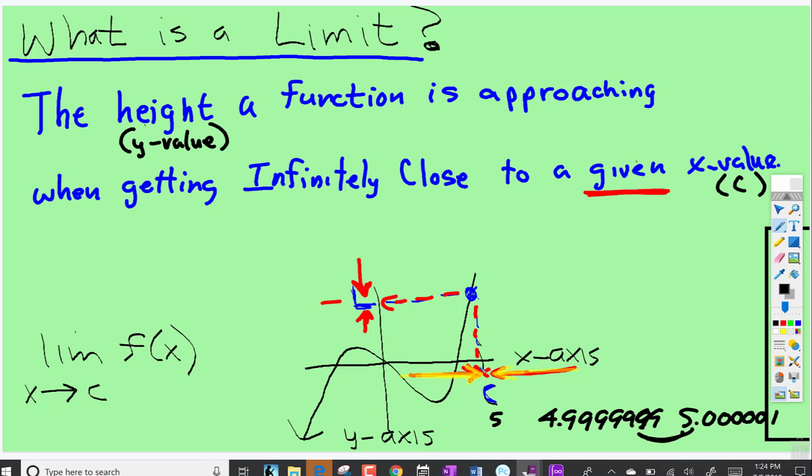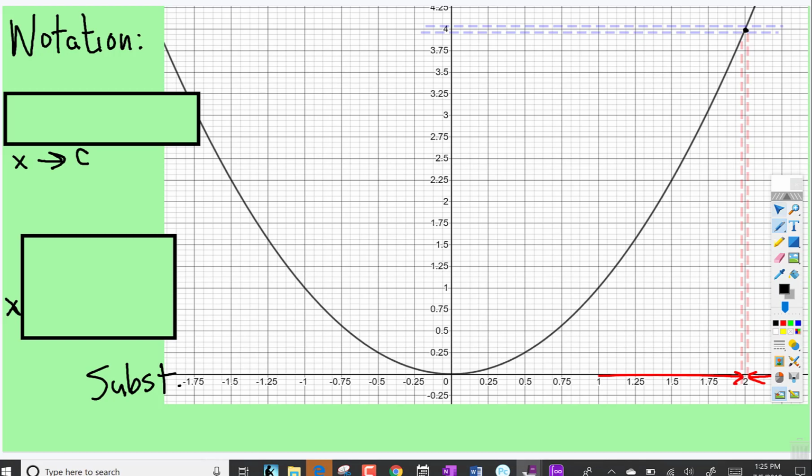As we get really, really close to the height, in fact, so close it's closer than that. And on the other side right here, as we get infinitely close, so it's the height a function is approaching when getting infinitely close to a given x value. That's very important. So if you have a test question that's talking about a limit, getting infinitely close to a given x value is a pretty important part of the definition, at least in my class.